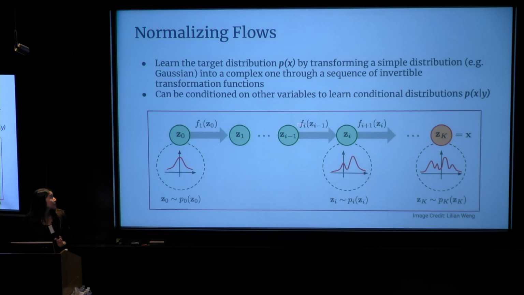So broadly speaking, normalizing flows learn the target distribution by transforming a simple distribution, such as, for example, a Gaussian, into a complex distribution through a series of invertible transformation functions. And one useful property of normalizing flows is that they can be conditioned on other variables in order to learn conditional distributions. So in this case, we'll be conditioning our distributions on the smoothing scale that's applied to the data products for the simulation.